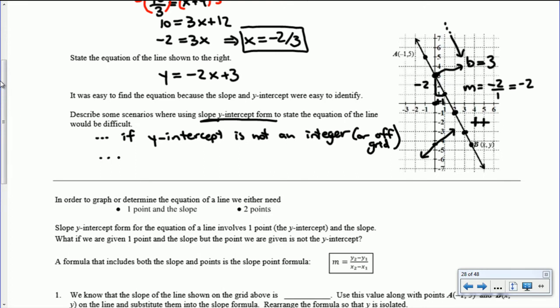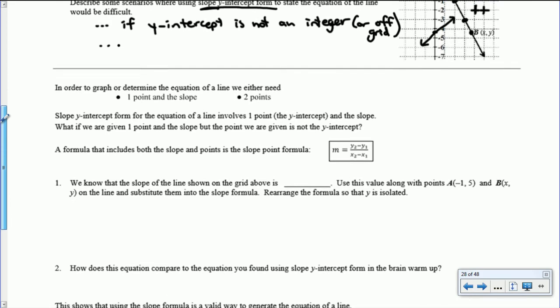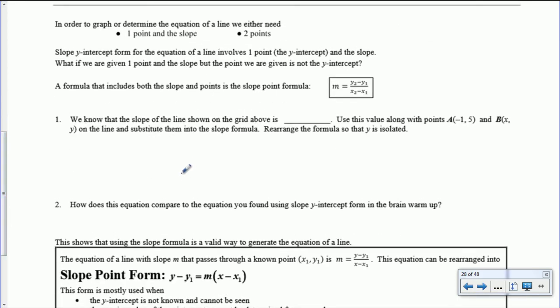So if the y-intercept is not an integer or off-grid, you may be able to think of some other ones, but anyways. In order to graph or determine the equation of a line, we either need 1 point and the slope, or 2 points. If we have this or that in place, then we can figure out the equation of the line. So the slope y-intercept form of the equation gives 1 point, which is the y-intercept, and the slope, right? Y equals mx plus b. So we know this and we know that, and we just put that in there and that in there.